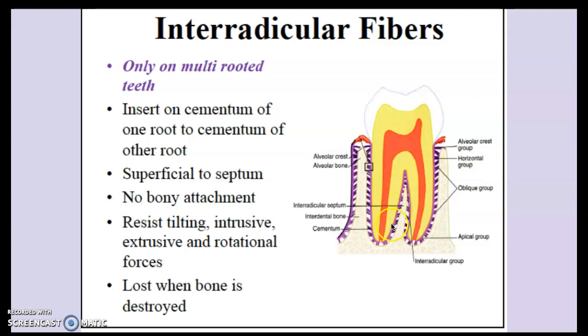Interradicular fibers, remember this is in that crotch area, so it's only seen on multi-rooted teeth. So it's not seen in your incisors, it's not seen in your canines, it's only seen on like your molars, some of your premolars. That's where you see interradicular fibers, where the crotch area is. It inserts on the cementum of one root to the cementum of another root. It's superficial to the septum. There is no bony attachment. It resists tilting, intrusive, extrusive, and rotational forces, and it's lost when the bone is destroyed.